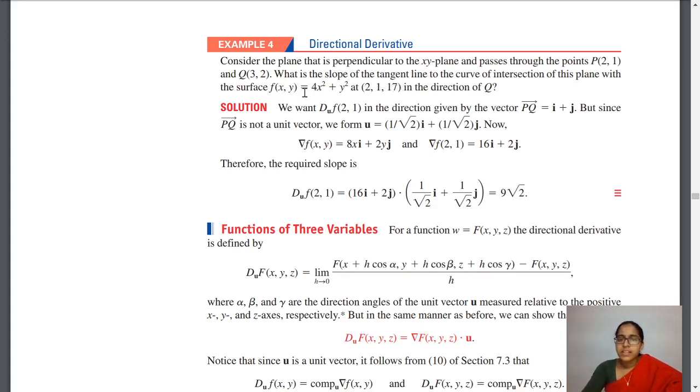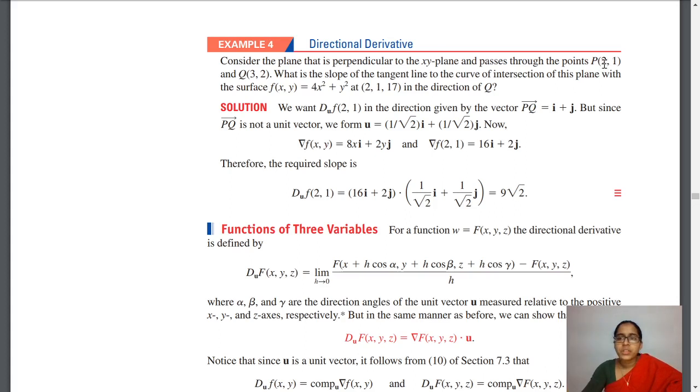Here we are given the function f of xy and we are given the point 2, 1, 17. So we can easily calculate the grad f. Then we need to have a unit vector to find the directional derivative. So for that, we need it in the direction of Q. So we'll find the vector PQ.